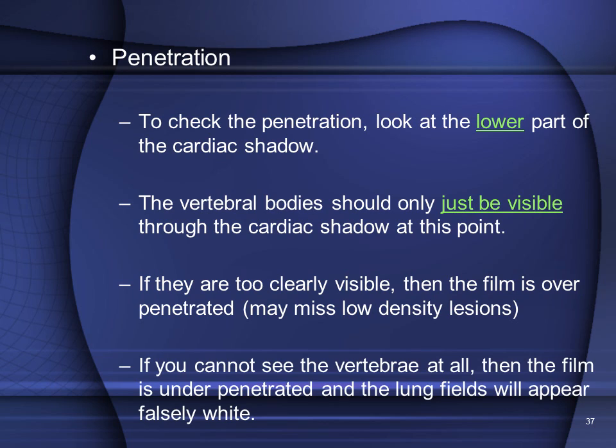In contrast, if you cannot see the vertebra at all, then the film is under-penetrated or underexposed. So beam strength was lower than what should have been used. And in this case, the lung fields will appear falsely white, which may obscure a lesion as well.